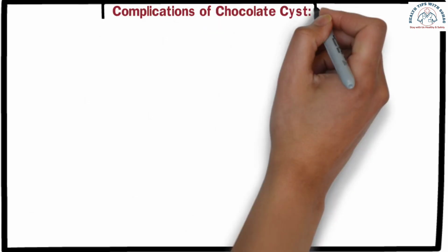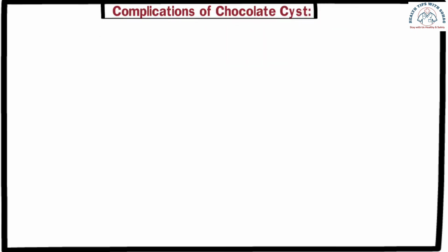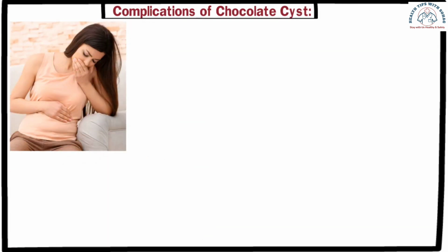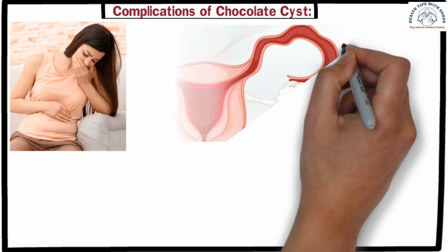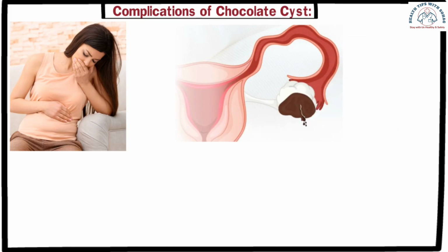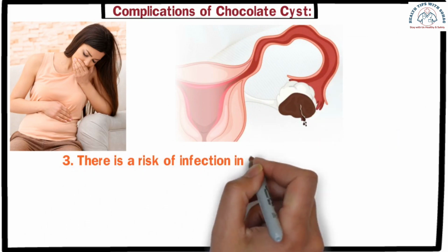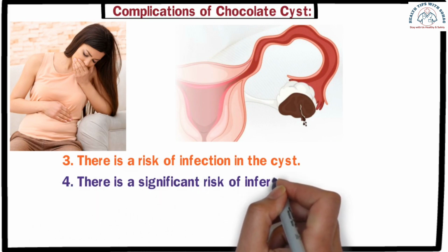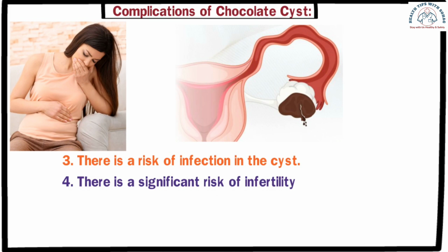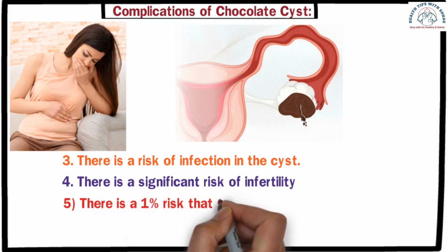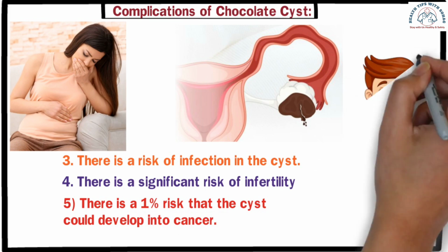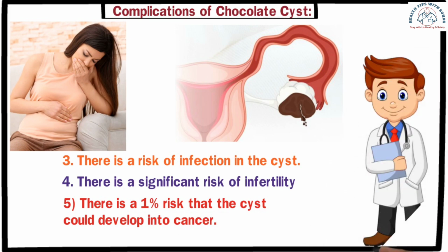Now let's discuss the complications of chocolate cyst. If left untreated, chocolate cyst can lead to several complications. Number 1, increased pain during menstruation. Number 2, the cyst can grow large and potentially rupture, causing severe pain and complications. Number 3, there is a risk of infection in the cyst. Number 4, there is a significant risk of infertility due to damage to the ovaries and fallopian tubes. Number 5, although rare, there is a 1% risk of the cyst developing into cancer. So, if you have a chocolate cyst, you must consult a doctor when planning pregnancy.